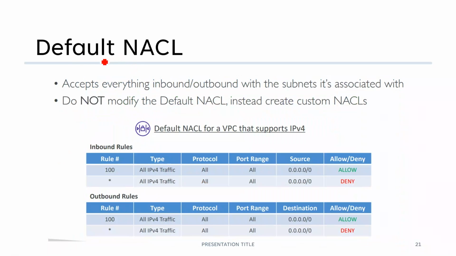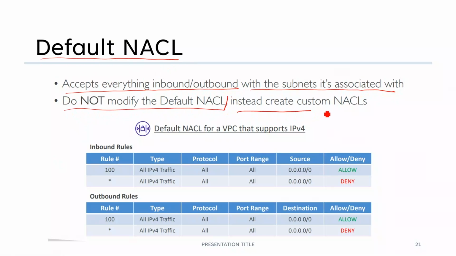So the default NACL, as I've already told you, accepts everything inbound and outbound with the subnets it's associated with. Do not modify the default NACL; instead, create your own custom NACL. You can modify it, but why would you? Everything that is default, do not change those things while you are doing something in AWS. Create your own stuff. It becomes much easier to manage them.